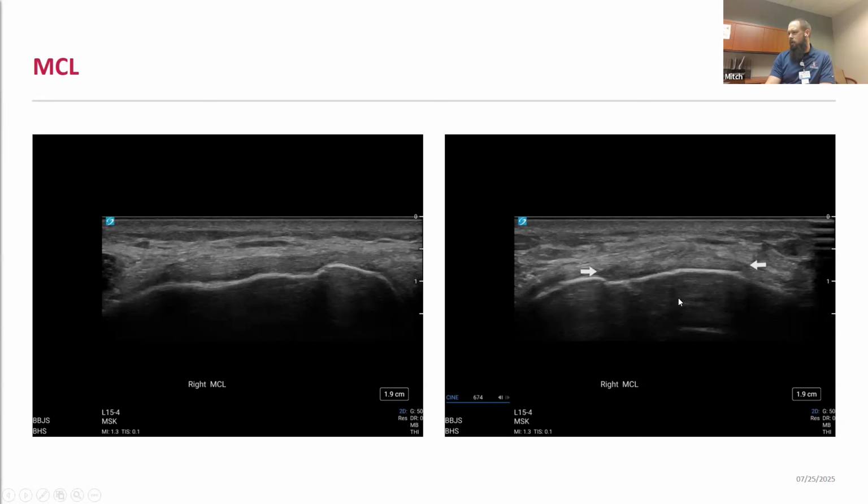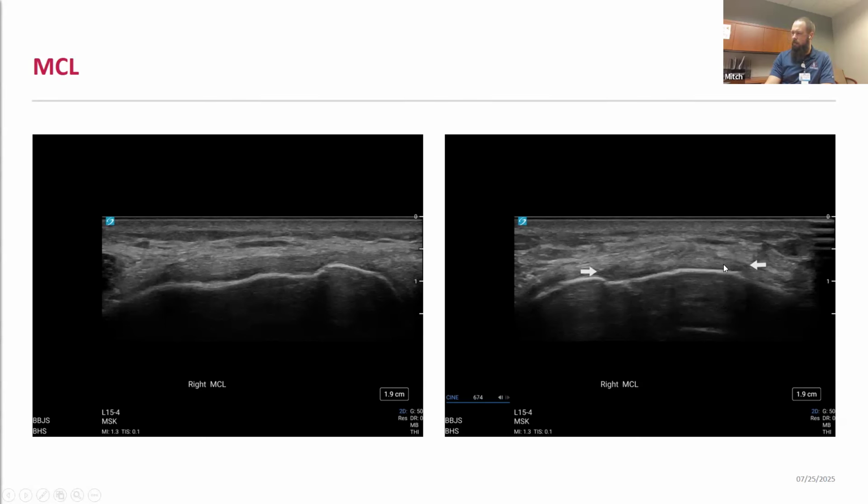And so on the right side of the screen, I've got a short axis view of the MCL. It's a rather broad ligament. Literature cites its average width about 15 millimeters. And on this image, that checks out. If we take our ruler on the side of the screen here and extrapolate it over, the width of the MCL is about 15 millimeters here. And so you want to look at both the long and short axis because of the width of the ligament.